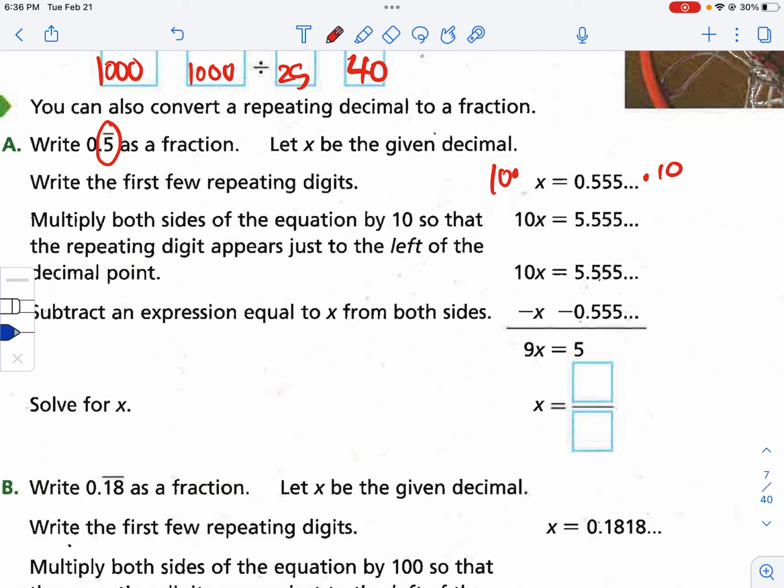Okay? So what we're going to do is we brought this down here, and we brought the original equation down here. And we are going to subtract it. Okay? So we're going to take 10x and subtract x. We're going to take 5.5 repeating and subtract 0.5 repeating. When we do that, we get 9x equals 5. So then I'm going to divide both sides by 9 and get 5/9.